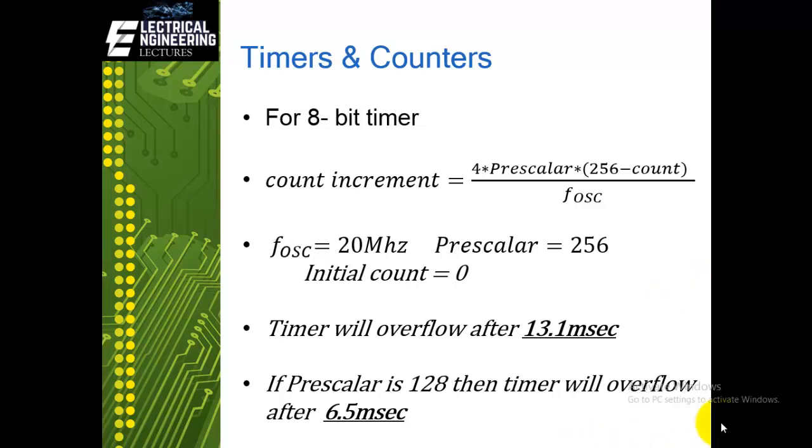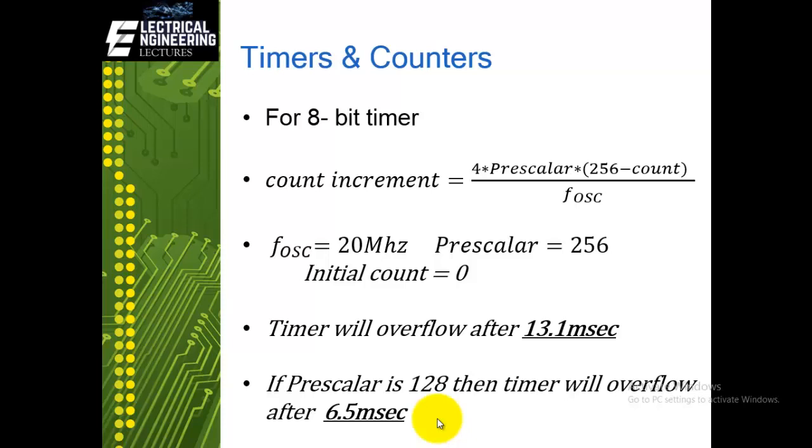So if you want to reduce the delay, what you are going to do is use a lower value of the prescaler. In my case, I've used 128. So if you are using 128, then the timer will overflow in 6.5 milliseconds. So depending upon your application, you can select the prescaler and then select the number of overflows after which your event will be executed. So this is all from the concepts of timers and counters in the PIC microcontroller.